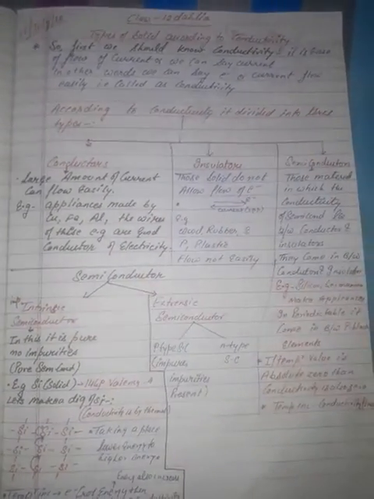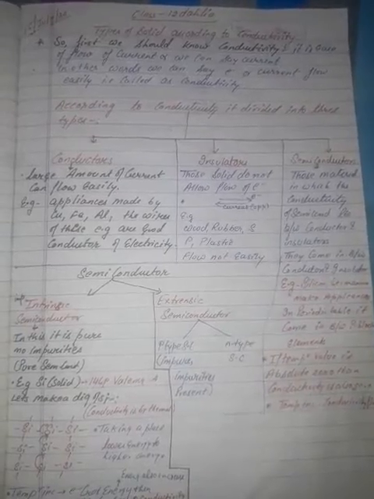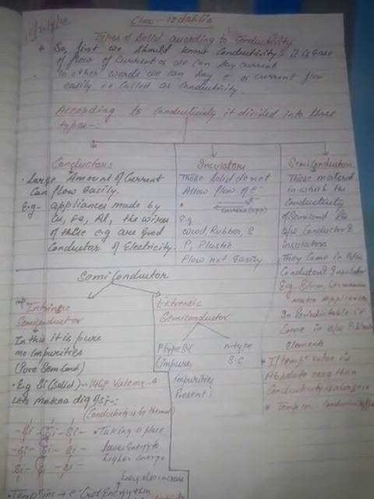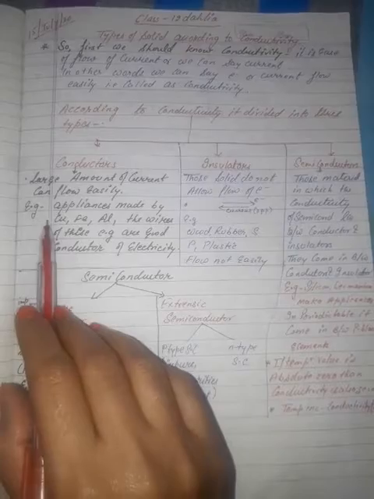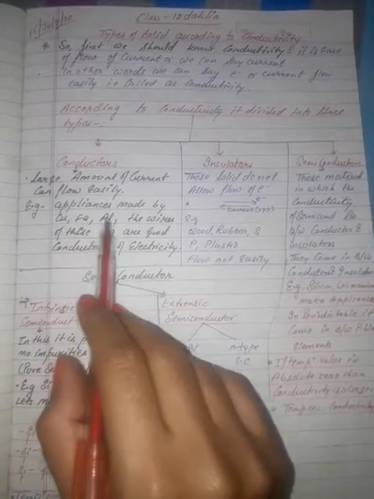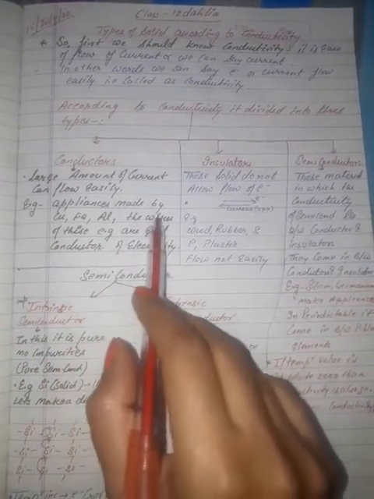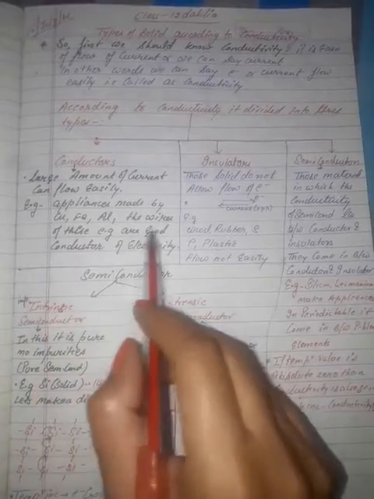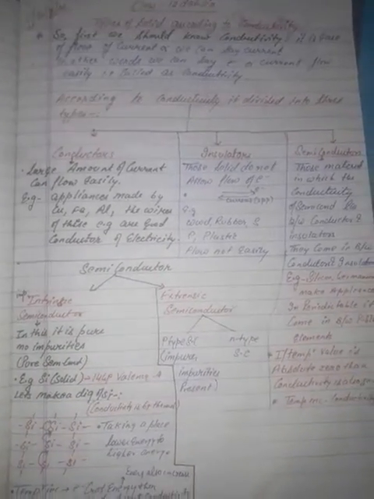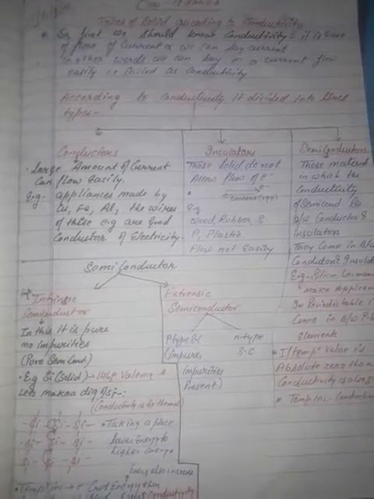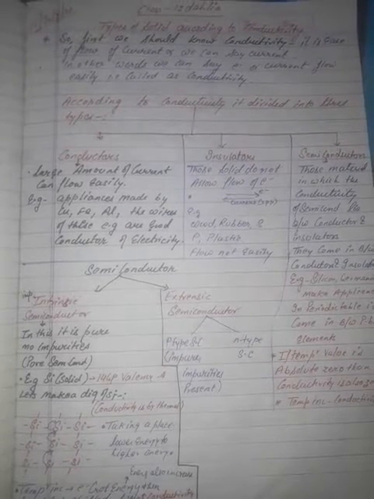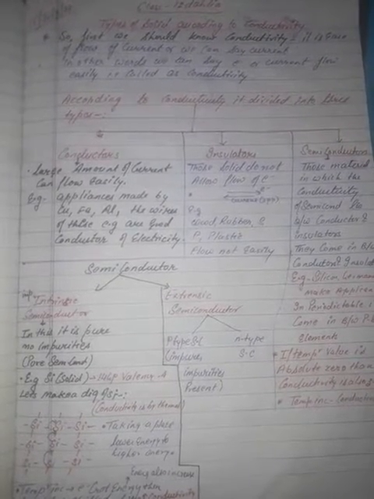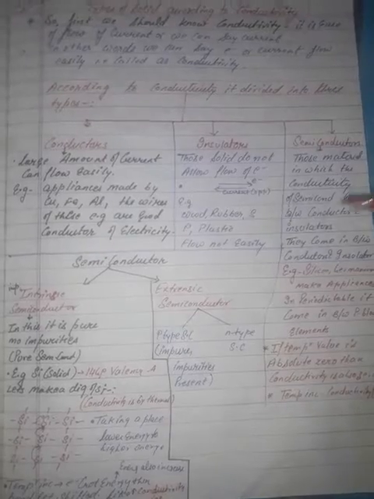Now the second point, we are telling about some examples. How are the appliances made? In conductors, the appliances are made up of copper, iron, aluminium. The wires of these are good conductors of electricity. All of you know that wire is made up of these things. It means we cannot get any shock.